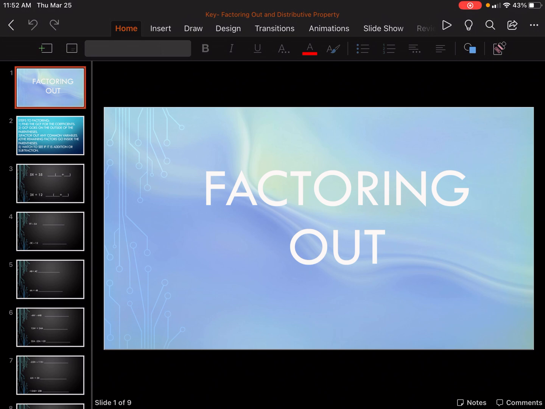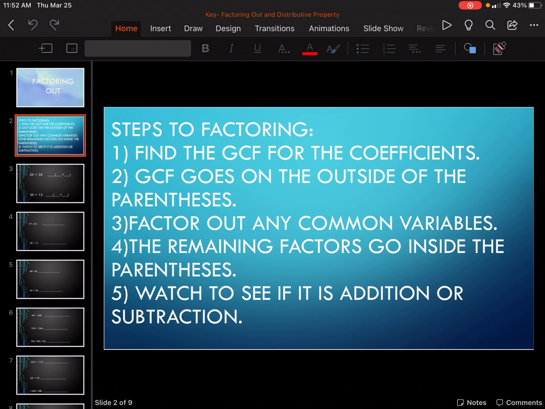we're going to have variables. So first step, you're going to find the GCF for the coefficients, okay? Then that's going to go on the outside. Factor out any common variables. So if there's an A and an A, we're going to pull out an A, okay? Then everything else goes inside the parentheses, and then watch your sign if it should be addition or subtraction.